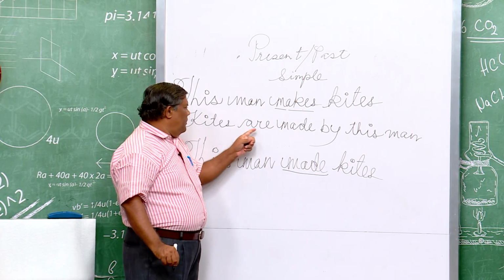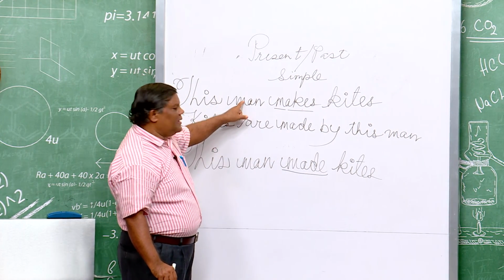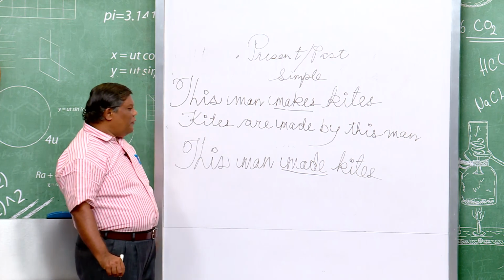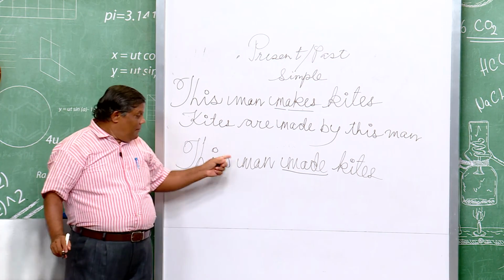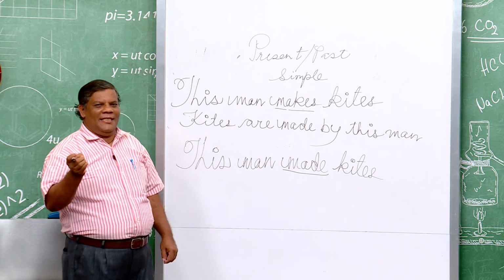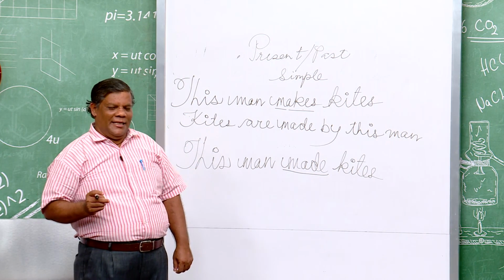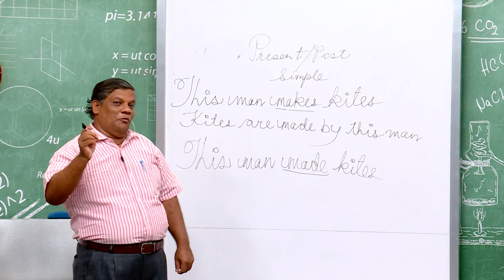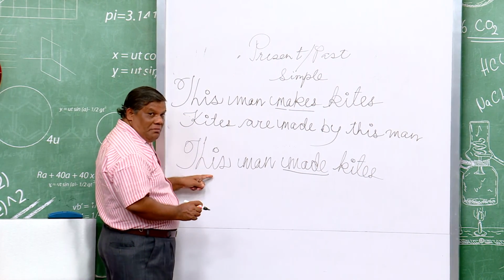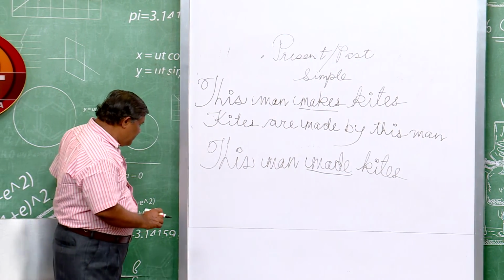Kites are made by this man. This is the passive form of this active sentence, that is present simple. This is the present simple passive form. And when we make it passive in the past tense, the past simple passive, there is only a simple change, because the first verb carries tense and the first verb should be changed into past tense.